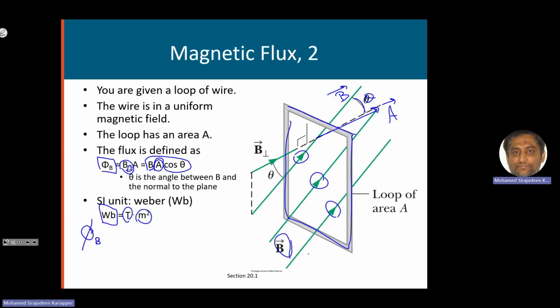Right. So now we define the flux. The reason for defining the flux is because Faraday initially thought that the magnetic field change will give rise to the induced EMF, but it is actually the change in the flux, not just the magnetic field, but also the area concerned.